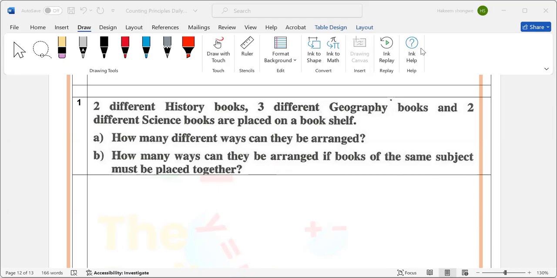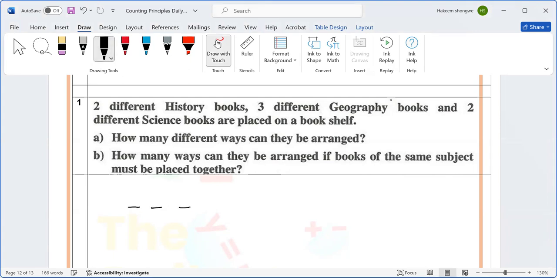How many books do we have all in all, if you check? How many books does this learner have? The learner has 7 books. Okay, so we're going to have 7 spaces for these 7 books: 1, 2, 3, 4, 5, 6, 7. These are the 7 books that we have.